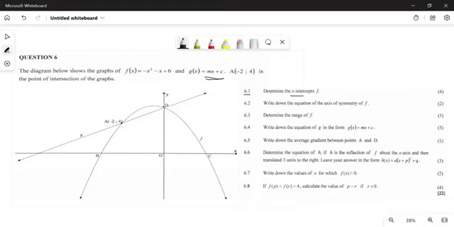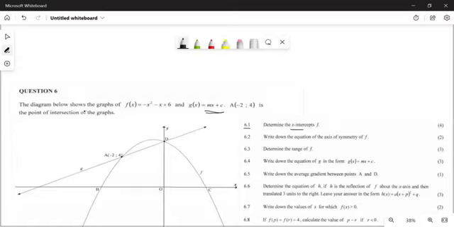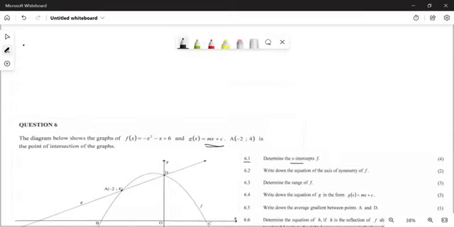So f is the parabolic function here. How would you get that one, Jane? 6.1. From the equation, I would make y to be 0. So we're going to have 0, which is going to be equaling to minus x squared minus x plus 6.